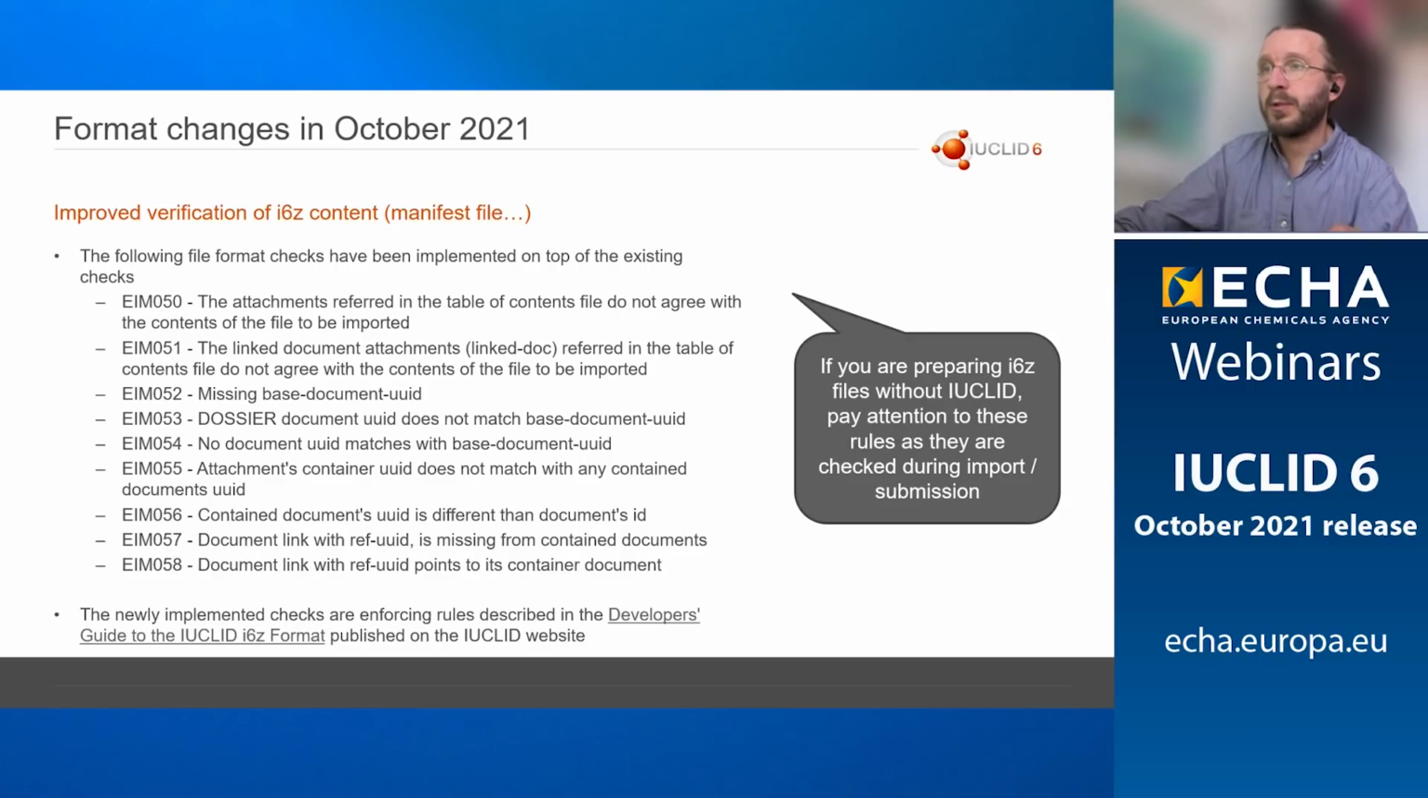So this is really important for users who are preparing I6Z files without Euclid. Please pay attention to these rules here, or at least the developers who are building these tools need to pay attention to these rules, because they are going to be checked when importing a file in a Euclid database, or for example, if you submit a Euclid dossier to a regulatory authority.